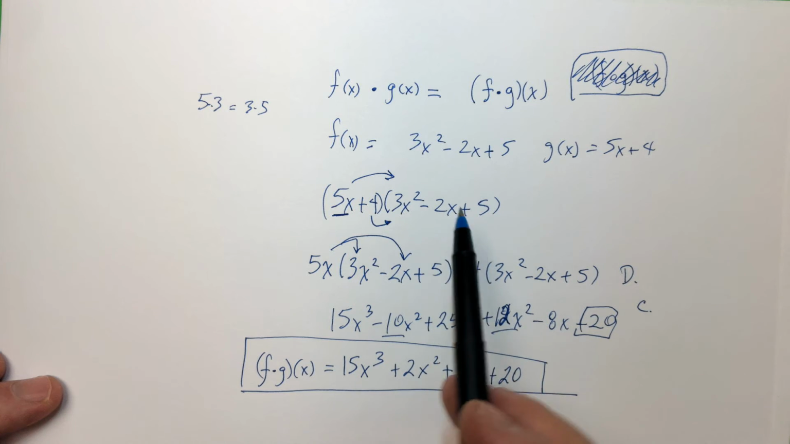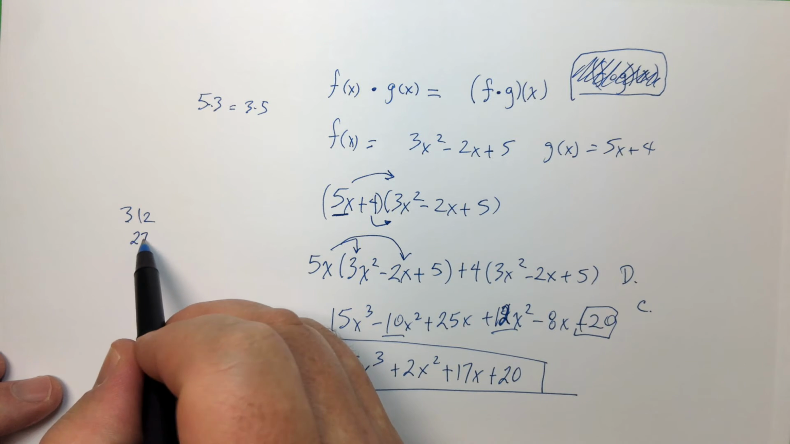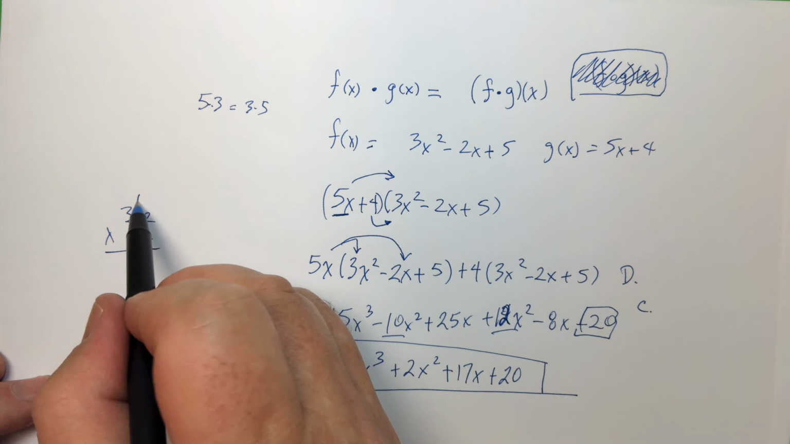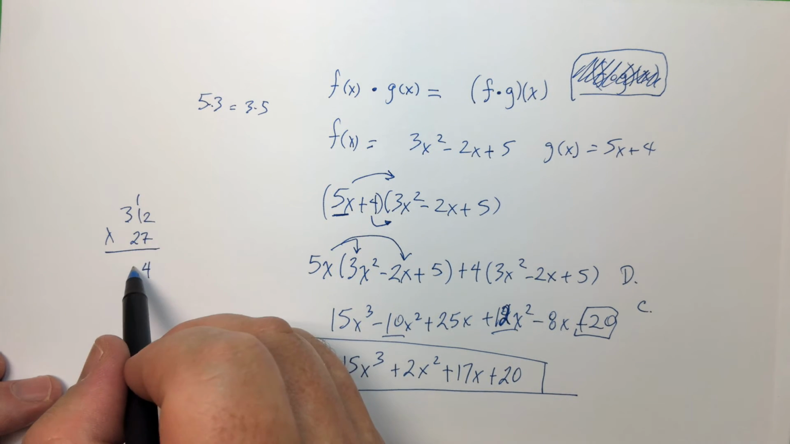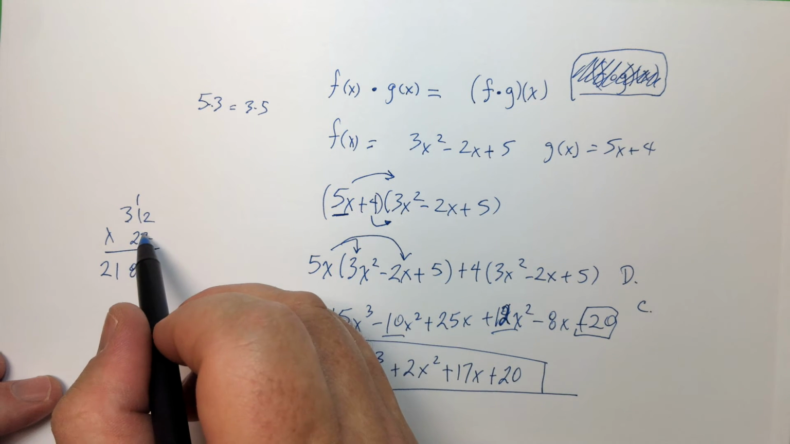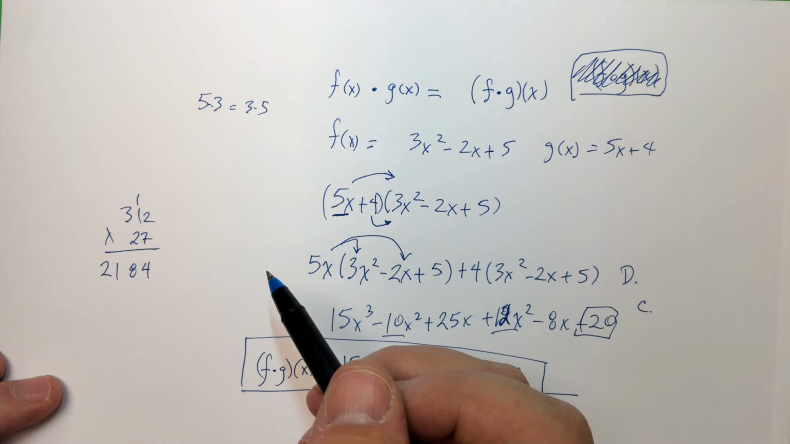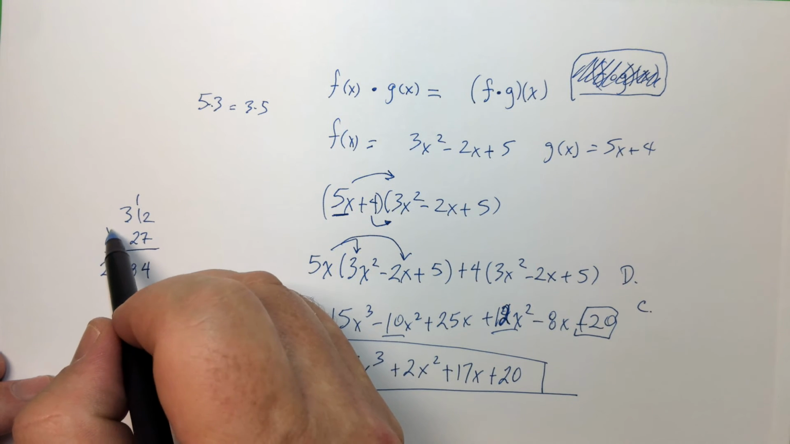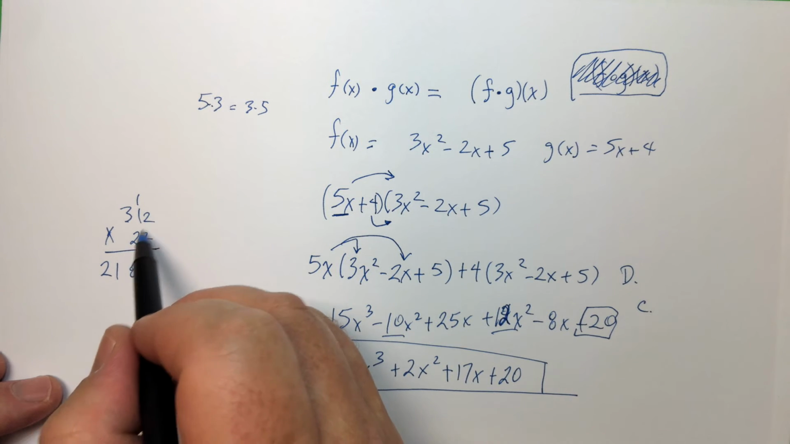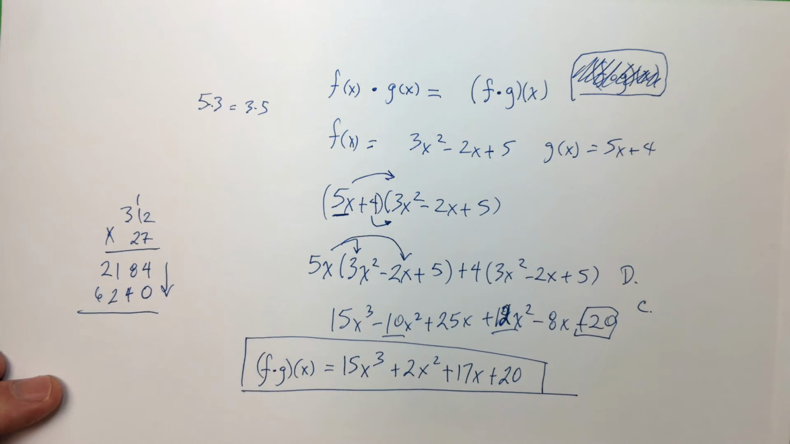You see how there's 1, 2, 3 terms? That would be like a 3-digit number, like 312. And you see how there's 2 terms? That would be like a 2-digit number, like 27. You know how you multiply these, right? You do 7 times 2 is 14, carry the 1. Let's see, 7, 8, and then 21, right? And then what do you do before you do the 2, with column multiplication? Put the 0, right? It's a placeholder. So now I put the 0 and then I do 2 times 2 is 4, 2 times 1 is 2, 2 times 3 is 6, and then you just add them up, right?